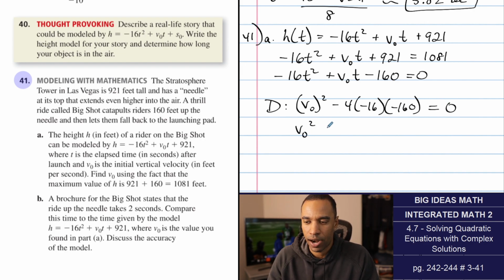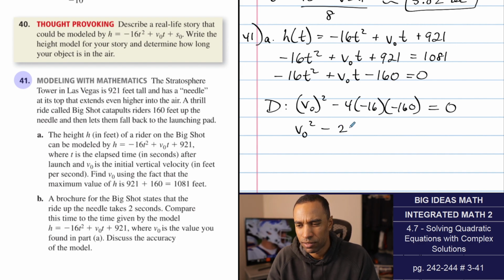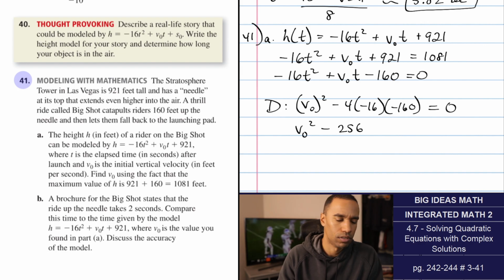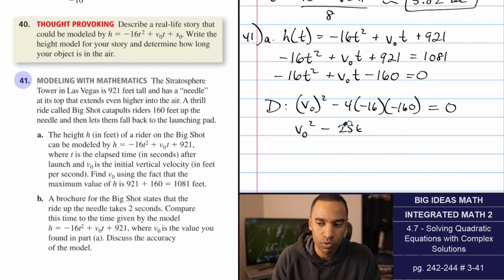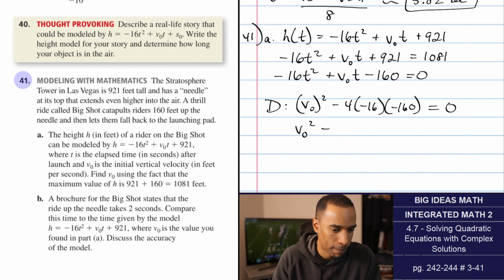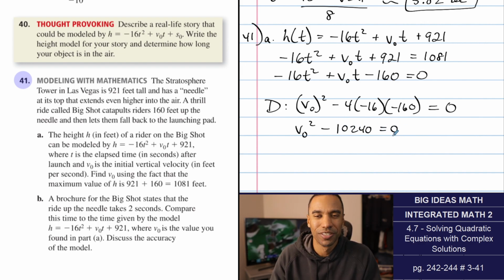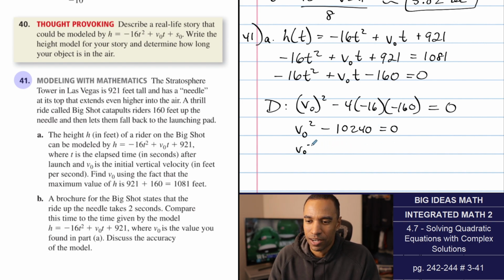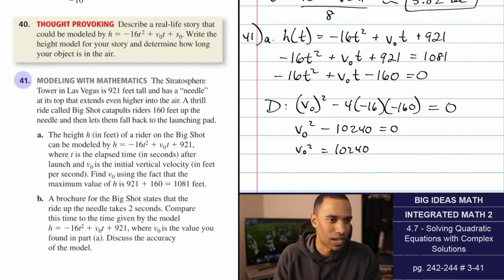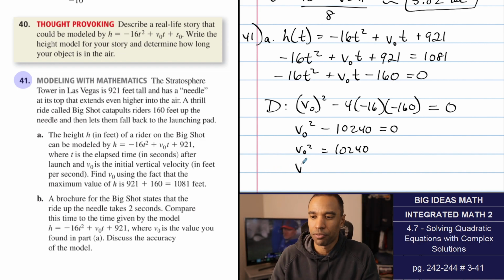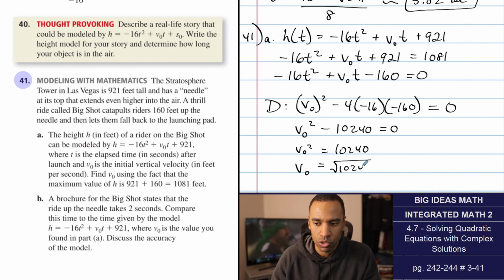So our v naught squared, this will be a minus in the end, 64 times 160. 10240. Let me check that out. 10240. Equals 0. V naught squared equals 10240. And take the square root of both sides, but I don't think it's rational, and it's not. So I'm leaning toward having an exact answer unless they ask you to round. They don't. So I'm going to keep it as square root of 10240.